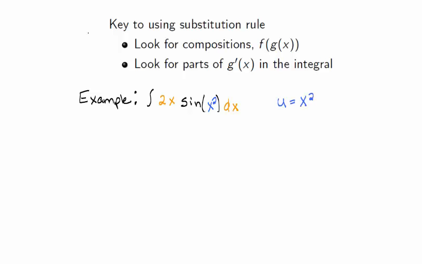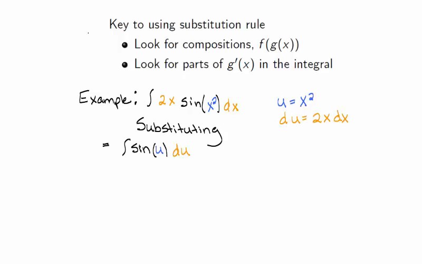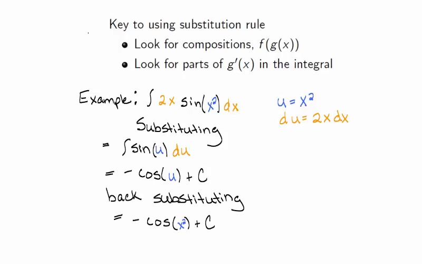Let u equal x squared, then the differential du is equal to 2x dx. Making substitutions, we get the integral of sine of u du. This is something we know how to integrate. We get negative cosine of u plus c. Now back substituting, we obtain the solution: negative cosine of x squared plus c.